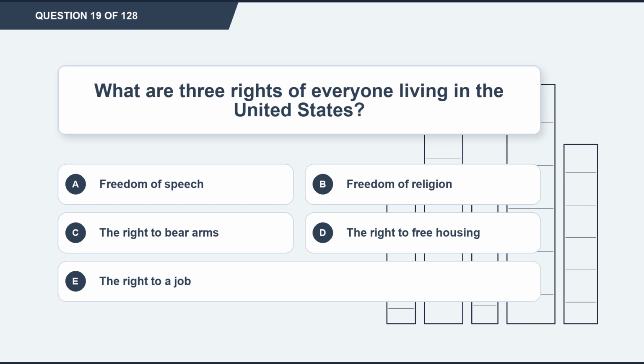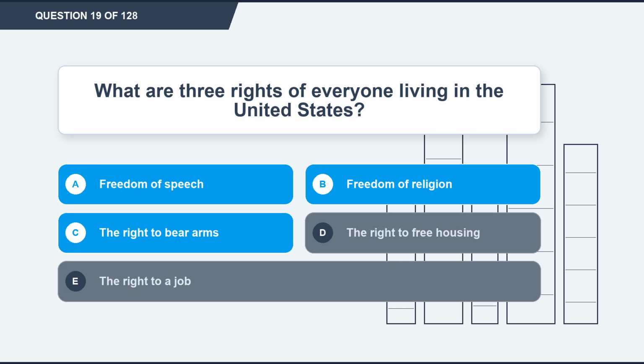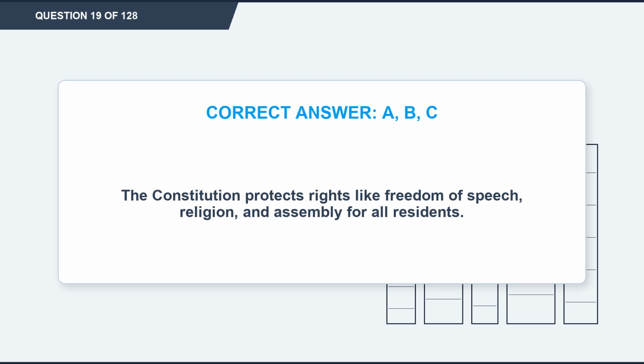Question 19. What are three rights of everyone living in the United States? Option A, freedom of speech. Option B, freedom of religion. Option C, the right to bear arms. Option D, the right to free housing. Option E, the right to a job. The correct answers are options A and B and C. Freedom of speech, freedom of religion, the right to bear arms. Explanation: the Constitution protects rights like freedom of speech, religion, and assembly for all residents.